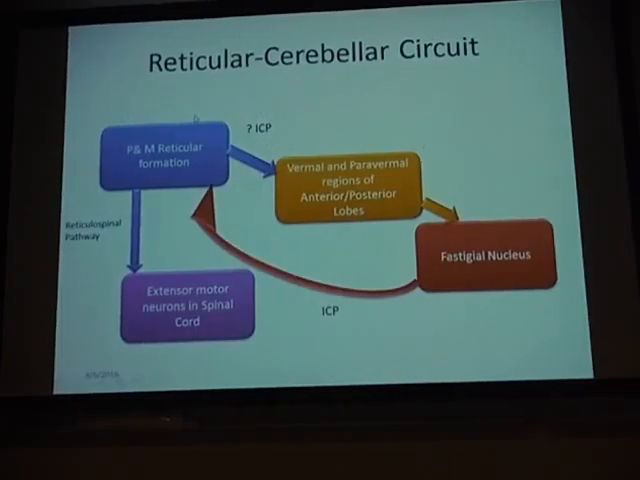If we look at it here, from the pontine and medullary reticular formation, we have signals sent probably through the ICP to the vermal and paravermal regions of the anterior and posterior lobes, to the vestibular nucleus, back to the reticular formation, and then down to the spinal cord via the reticulospinal pathways.